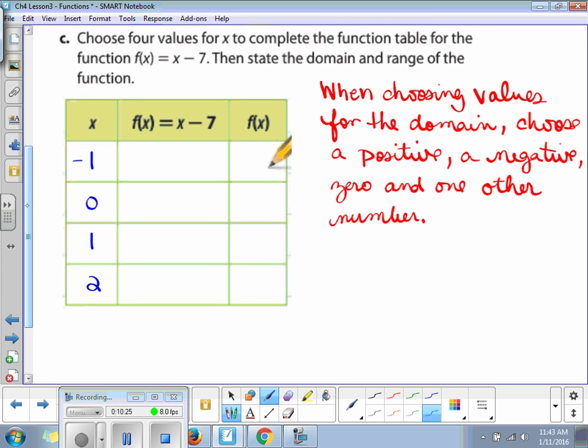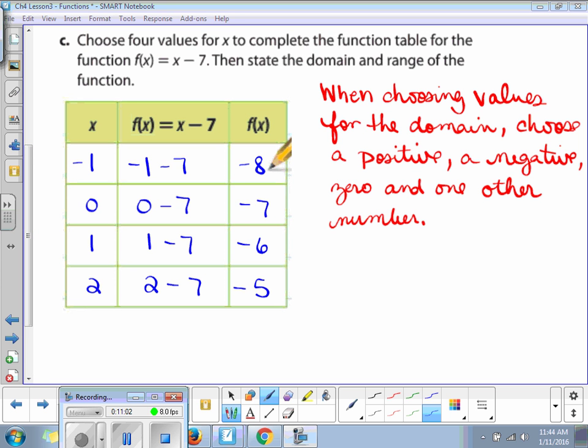Okay? So once you do that, then what do I do with these x values? You plug them into the rule. Very good. So this is going to say -1 minus 7. Down here, this is going to say 0 minus 7. Here, this will be 1 minus 7. And over here, 2 minus 7. And then you just simplify. -8, -7, -6, -5.